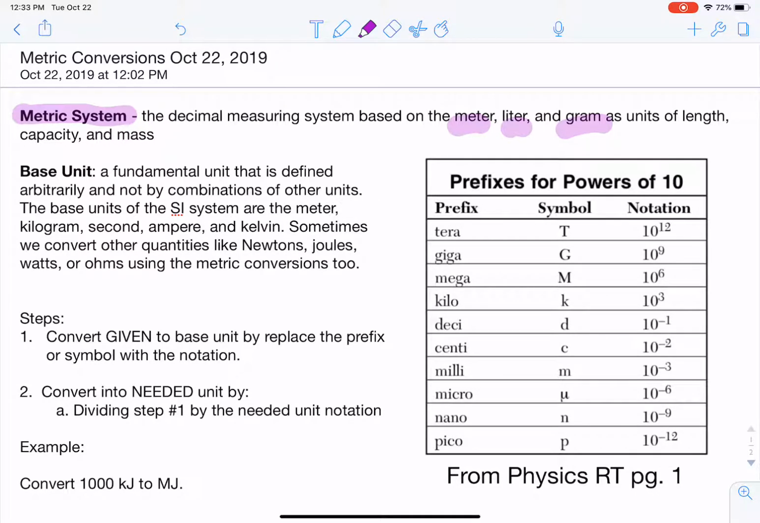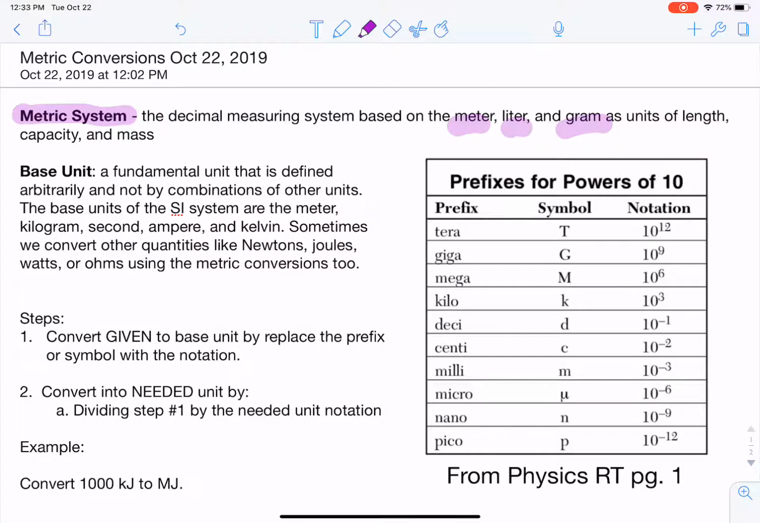Later in the year, we'll get into units for things like electricity and energy, and that's going to be a different unit base, but the process of converting is still the same. So that's actually very nice, which the metric system is really good for.